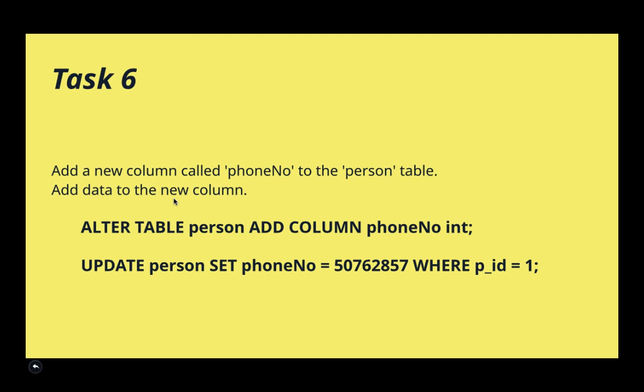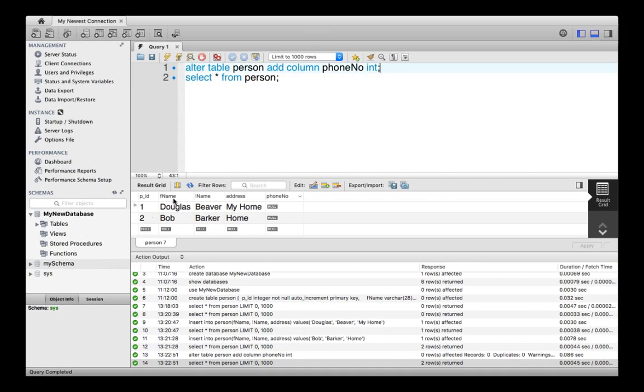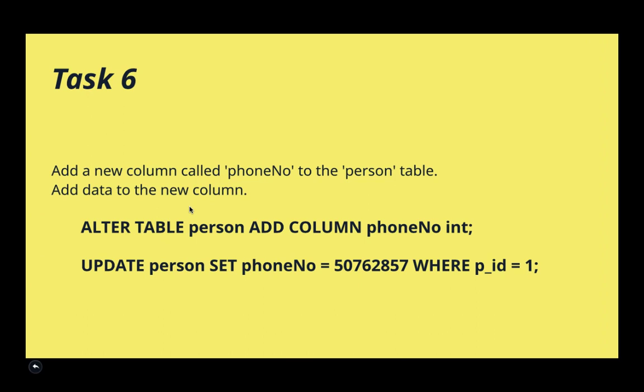Next, let's add data to the new column. Now, normally when you add data, you would use the insert statement. However, since we've already got data in our table, we need to use an update statement, which is part of the data manipulation language. And here is the statement we'll be using: update person, where we set the phone number to be this number, where the PID is 1. Now I chose the PID because it's a primary key.